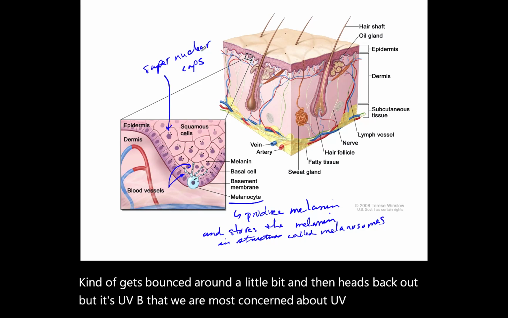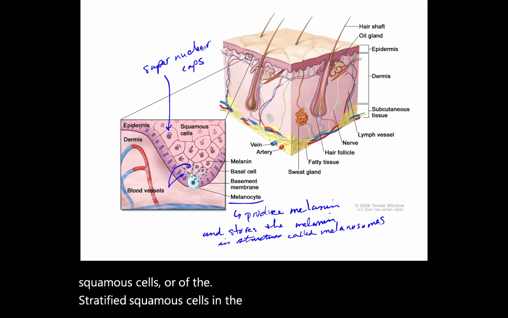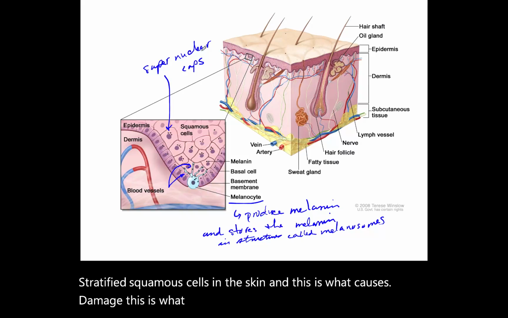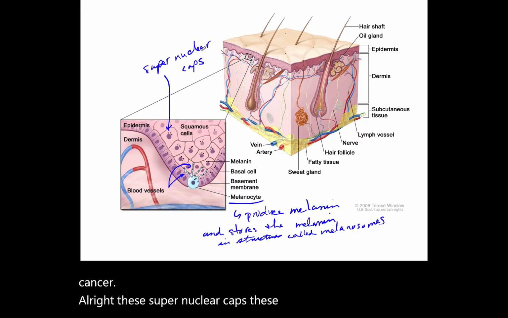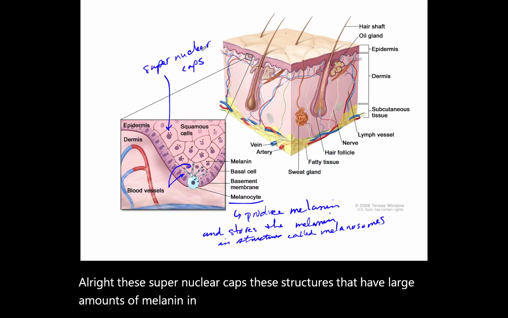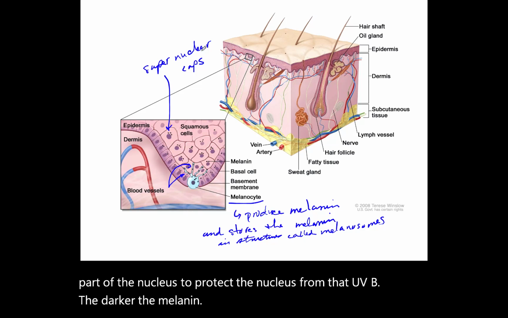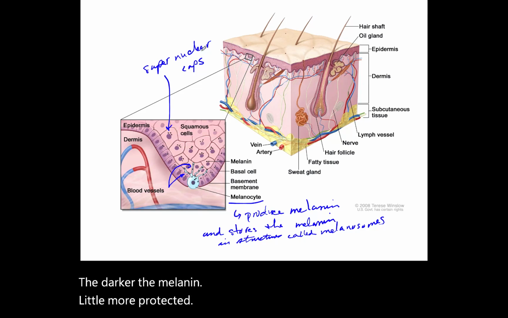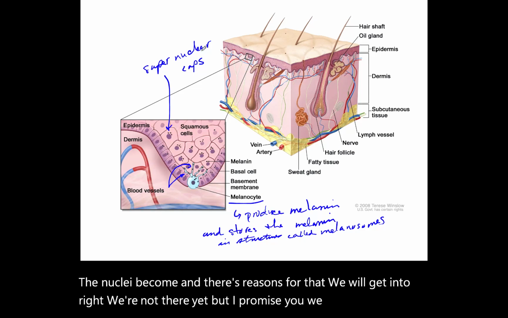UVB can actually be absorbed by the cells into the nucleus of the simple squamous cells, or of the stratified squamous cells in the skin, and this is what causes damage. This is what potentially triggers the development of skin cancer. All right. Well, these supernuclear caps, these structures that have large amounts of melanin in them, arrange themselves around the top part of the nucleus to protect the nucleus from that UVB. The darker the melanin, the more protected the nuclei become. And there's reasons for that we will get into. We're not there yet, but I promise you we will get into it.